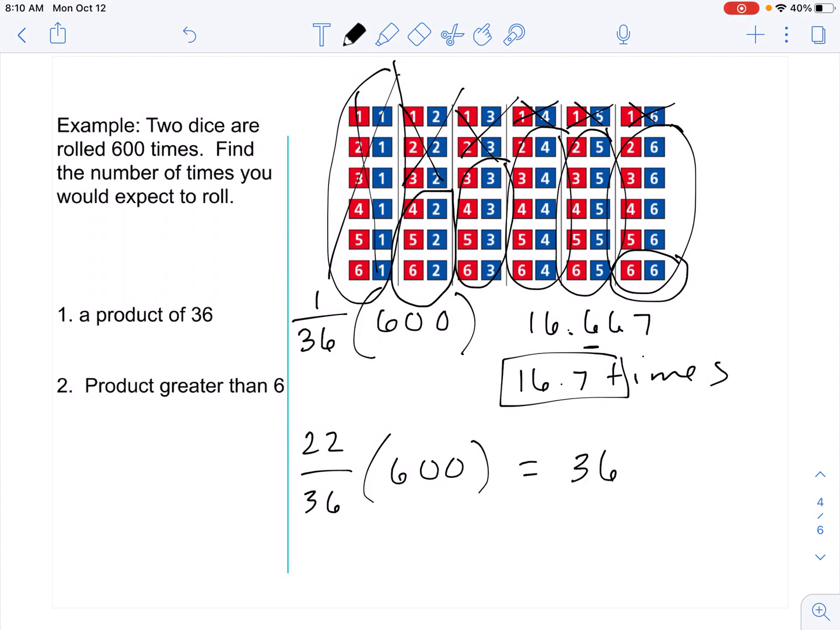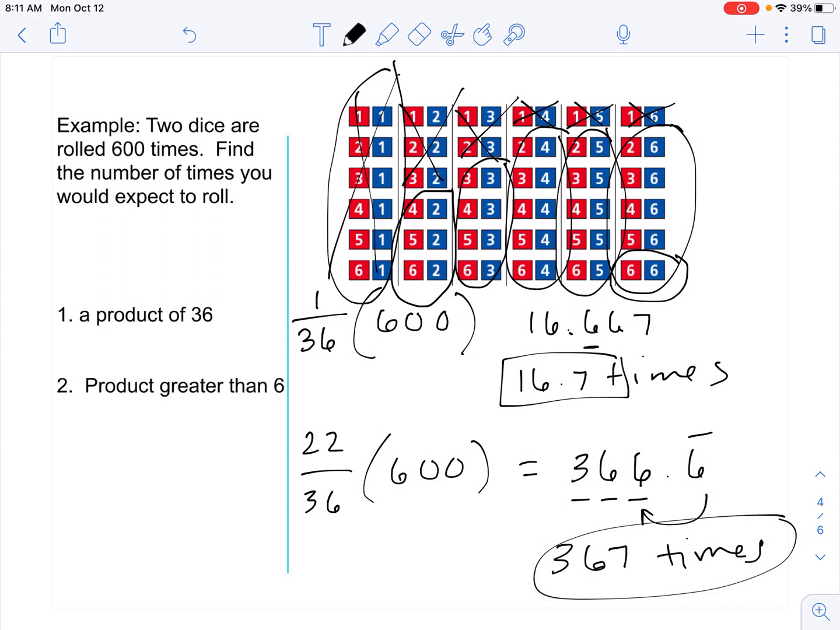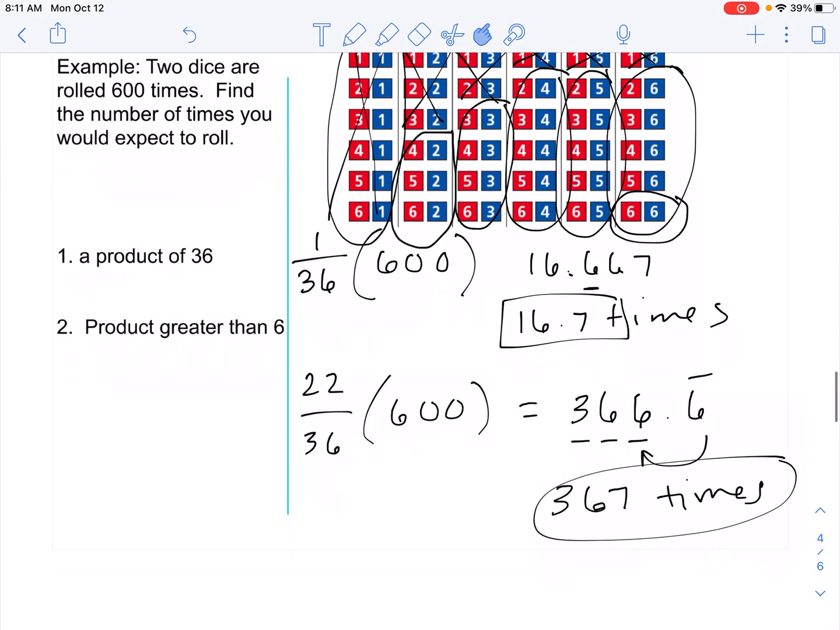So 366.6 repeating times that we would expect to roll a product bigger than 6. If I round this number to 3 significant figures, I would bump this up to a 7, 367 times. The IB test that you take will ask for all numbers rounded to 3 significant figures, so we're going to be practicing that as we go.